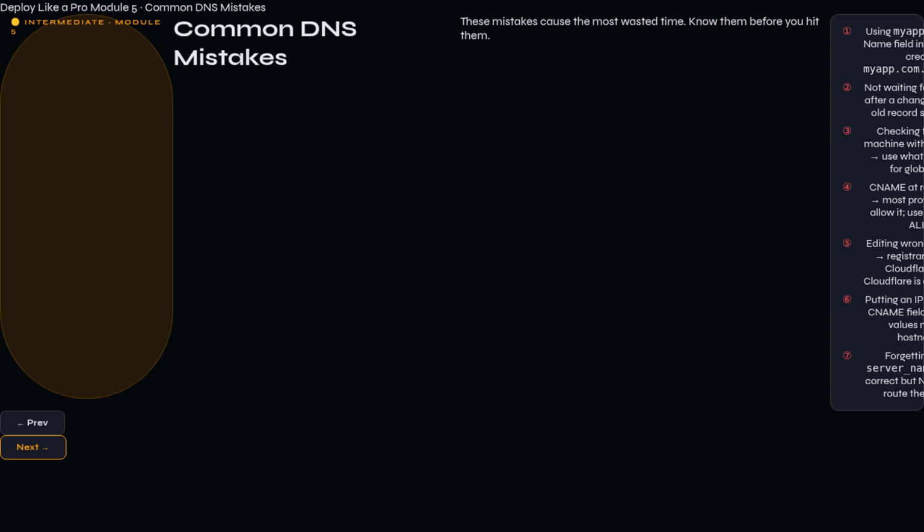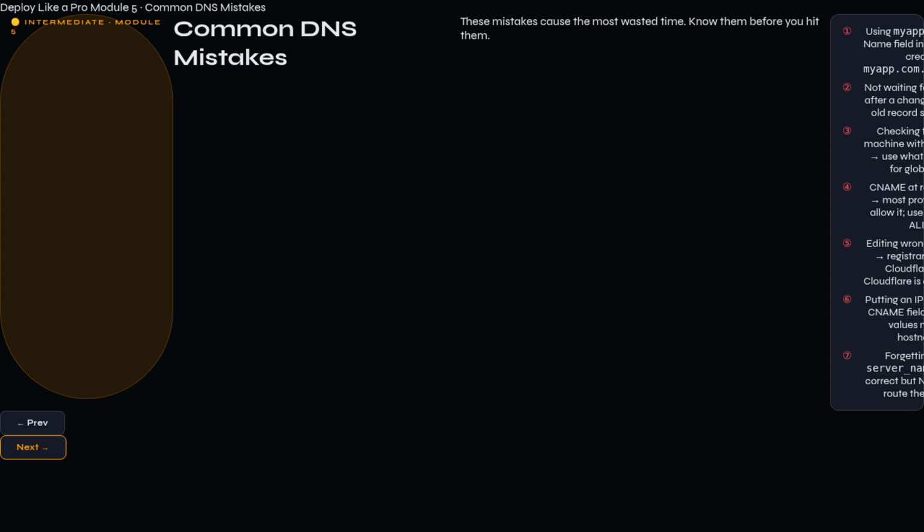Mistake 1: forgetting the @ symbol for the root domain. When you want myapp.com to point to your IP, the name field should be @, meaning the root. Some panels accept leaving it blank. If you put myapp.com in the name field, you create myapp.com.myapp.com.